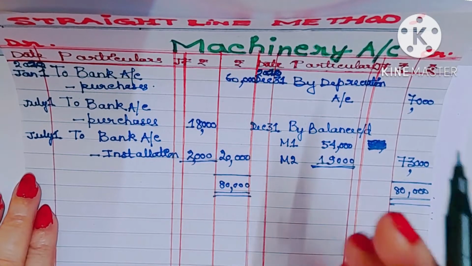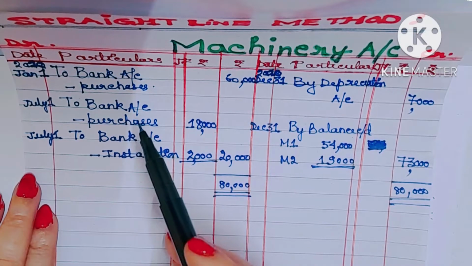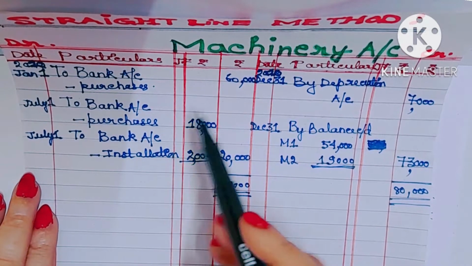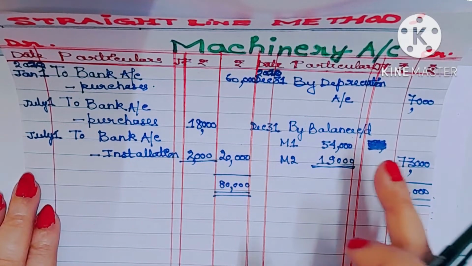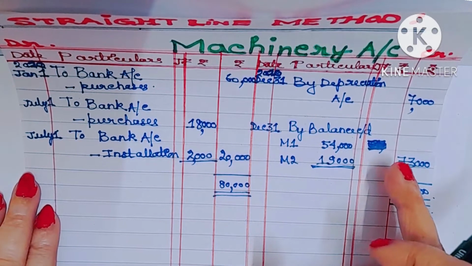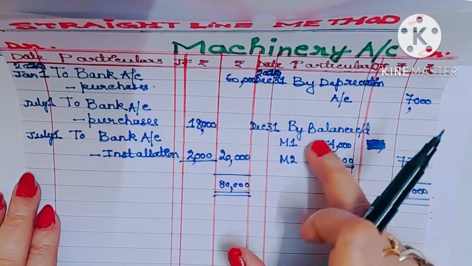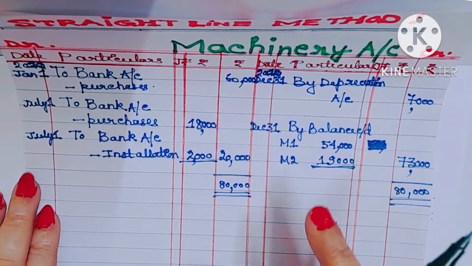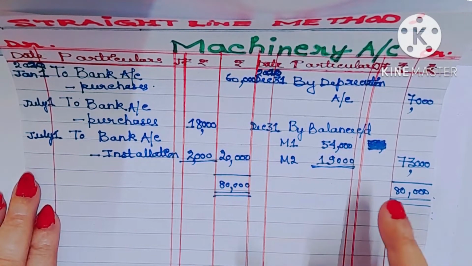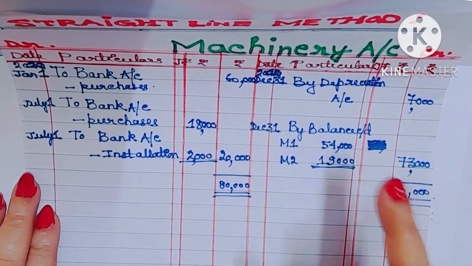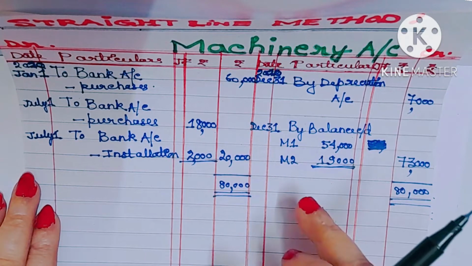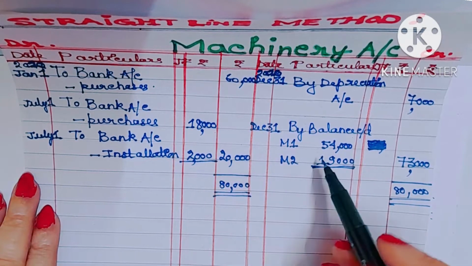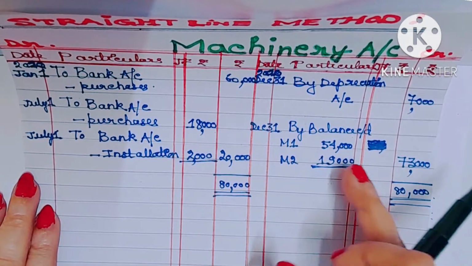When XYZ Limited purchased the first machinery on 1st January 2010, the original cost was 60,000. But on 31st December 2010, the machinery value is no more 60,000. Why? Because it has been depreciated. Because the value of the machinery has decreased on 31st December 2010. It is no more 60,000 because depreciation was charged on the machinery. So the book value of the first machinery is 54,000.